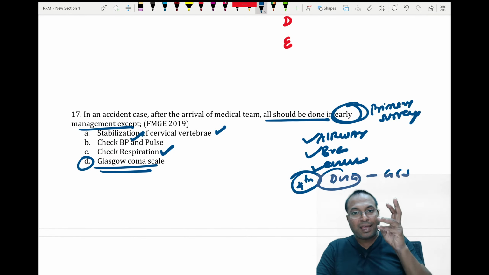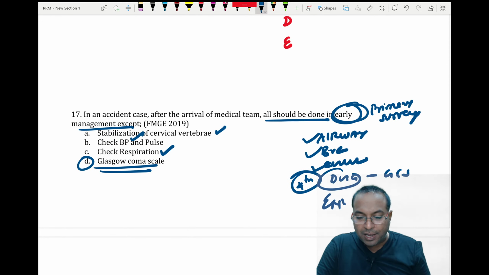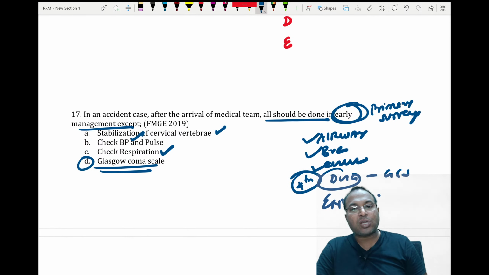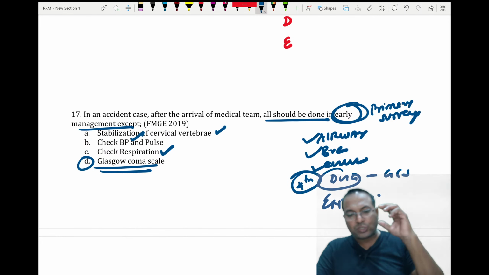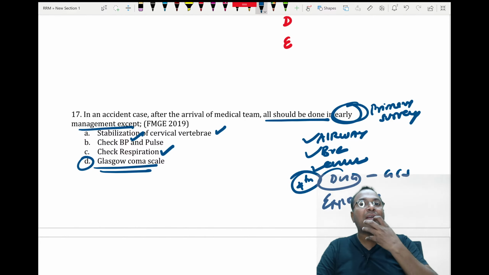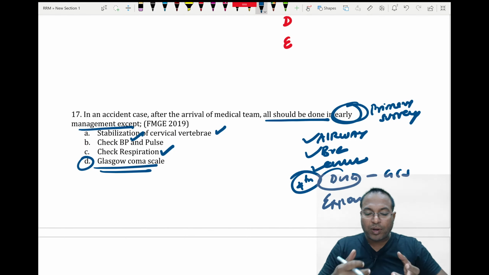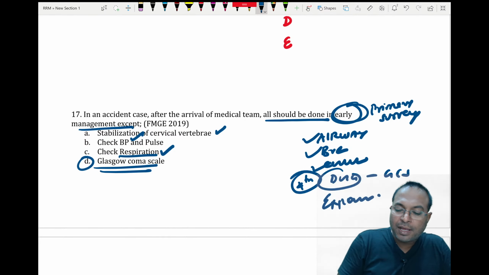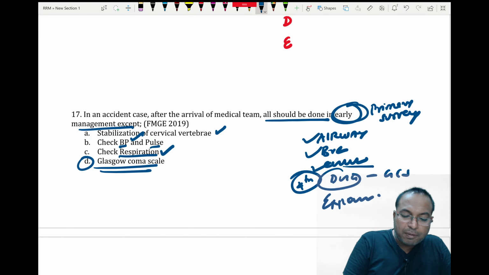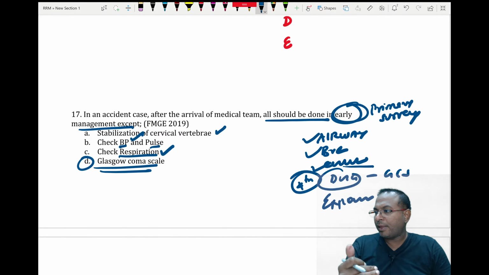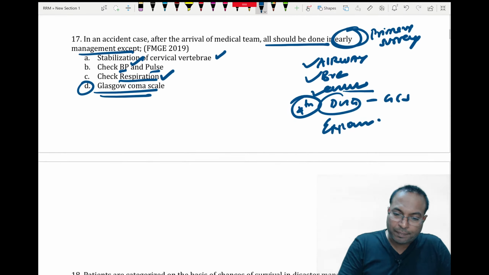So you should understand A, B, C, D, E. Exposure is the last one. First I should ensure the airway is good by putting a cervical collar, then look for breathing by seeing the respiration, and then look for circulation by checking BP and pulse. All this comes in an order.